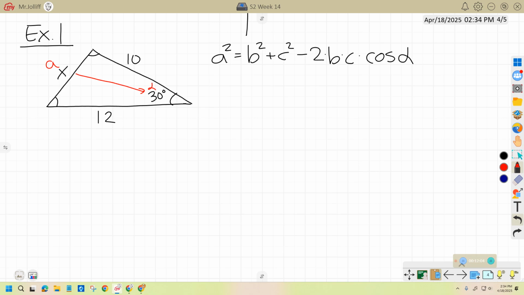Does the formula care which one I call b and which one I call c? I see a couple people shaking their head no. Good. Here, when I add the squares, adding is commutative. I can do it in any order. Here, they're being multiplied. I can multiply in any order. So it doesn't matter. I'm just going to label them top to bottom in the picture, b and c. If you did it backwards, you get the same answer.